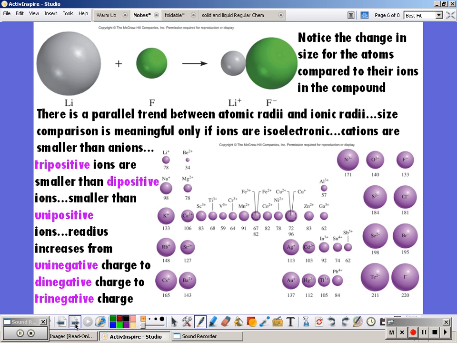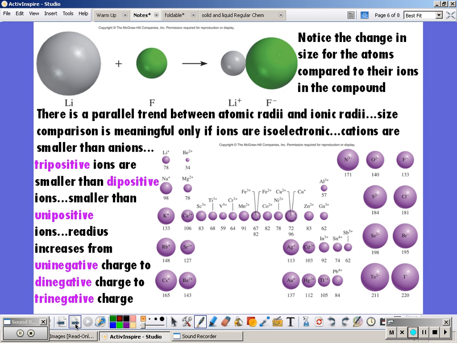So if we look at the first picture, lithium is the big gray ball, and then you have fluorine, which is a small green ball. We would notice that if we were just to look at the atoms. But when they form their ions, lithium shrinks and fluorine gets larger because lithium loses that electron, so the nuclear attraction between the nucleus and the electrons increases, so it shrinks. But fluorine gets larger because the effective nuclear attraction is decreasing.